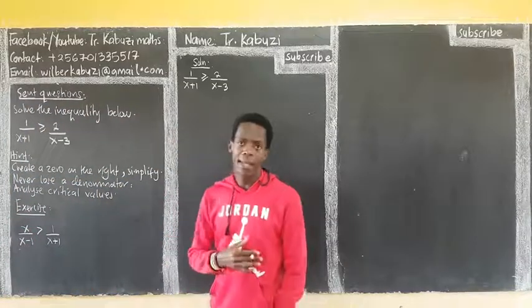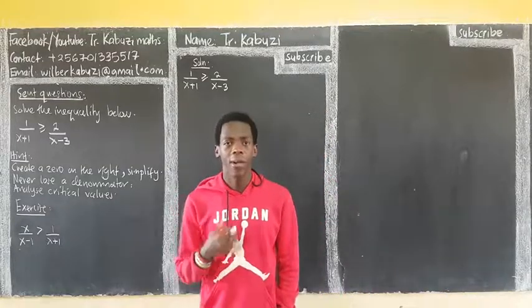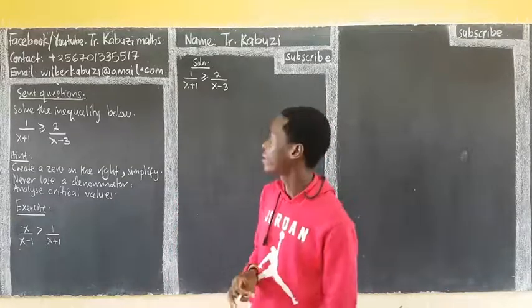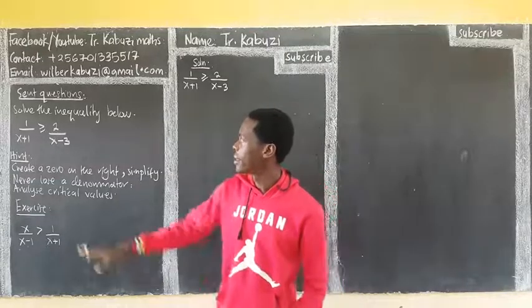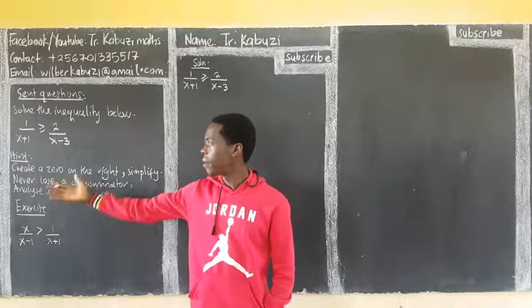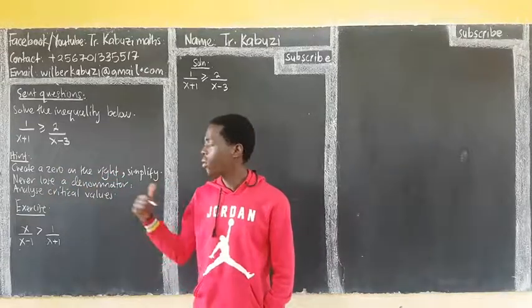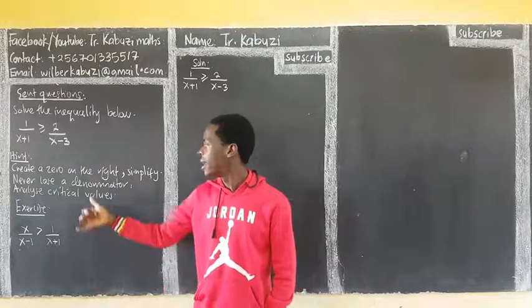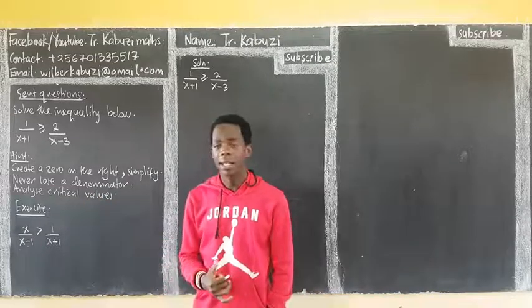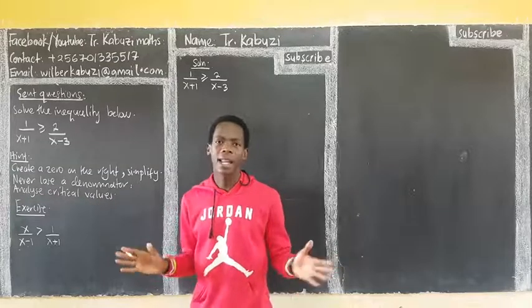This was a question sent by the seeds falling under inequalities, so we are going to see how we can easily simplify inequalities. First of all, it is solve the inequality below. This is the inequality. Then I'm giving you the hint. So basically, we need 3 steps. The first, you create a 0 on the right. Some people create it on the left. It's okay. And then never lose the denominator, and then analyze critical values. Those are basically the steps.